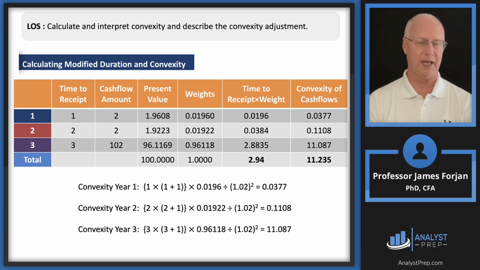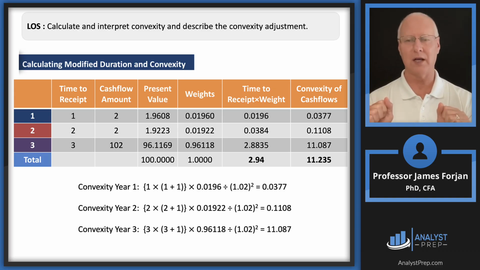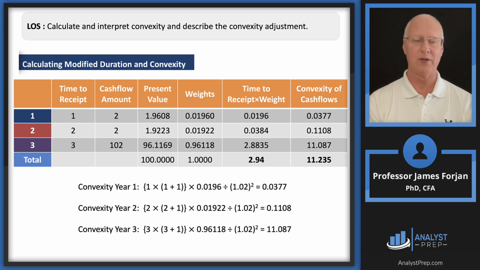If the Institute asked you to calculate the convexity of a 49-year bond, I would pick B and move on with my life. But I don't want you to get too upset about this, because you can calculate that 11.235 on the exam if you're called to do that.